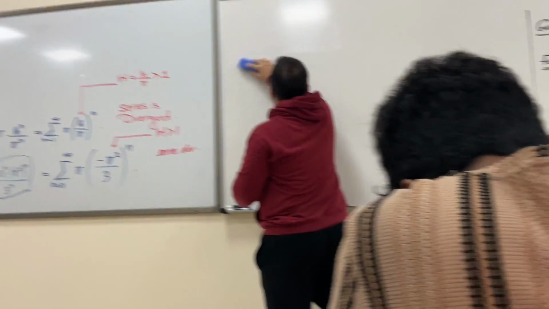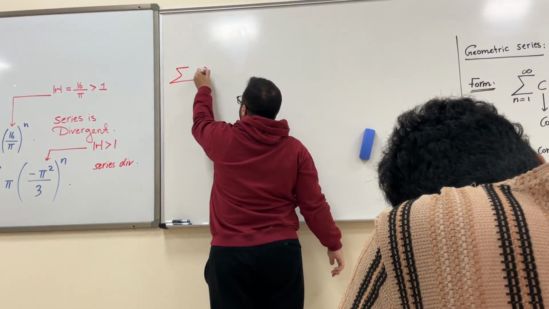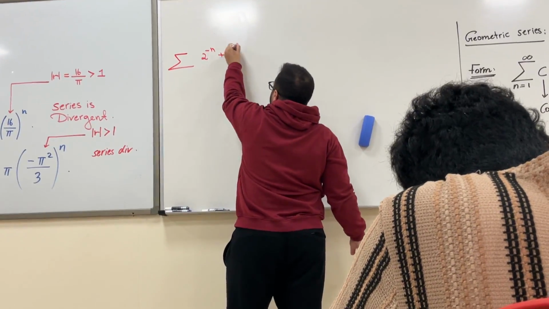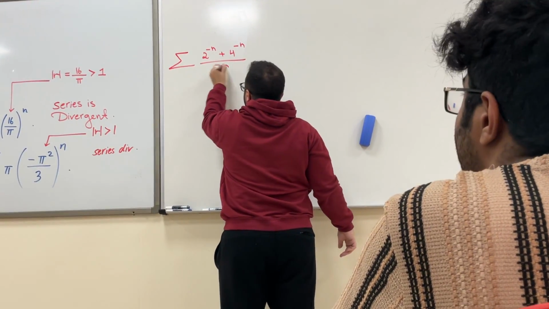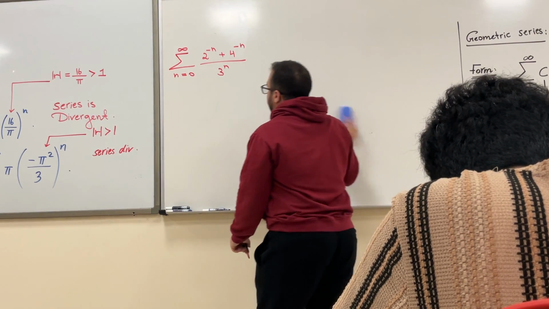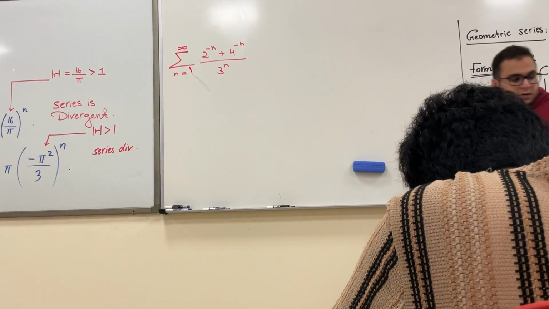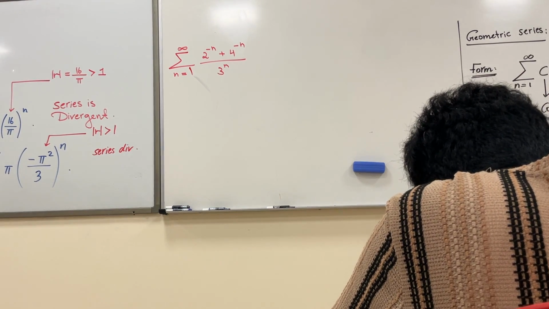That's everything. 2 negative n plus 4 negative n divided by 3 to the n, less than 1. Okay? How do I do that?